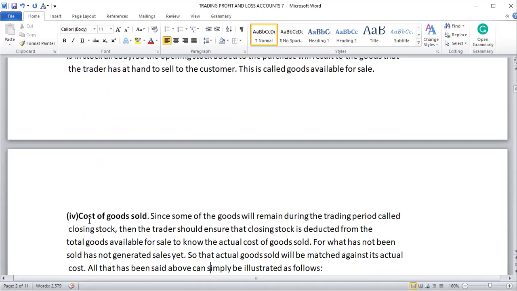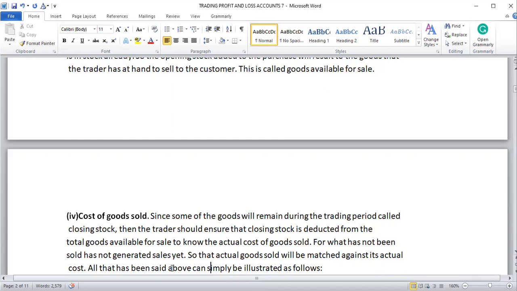IV, cost of goods sold. Since some of the goods will remain during the trading period, called closing stock, the trader should ensure that the closing stock is deducted from the total goods available for sale to know the actual cost of goods sold. For what has not been sold has not generated sales yet, so that the actual goods sold will be matched against its actual cost.